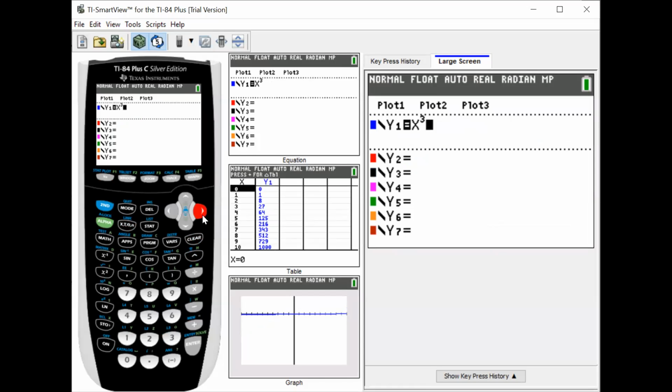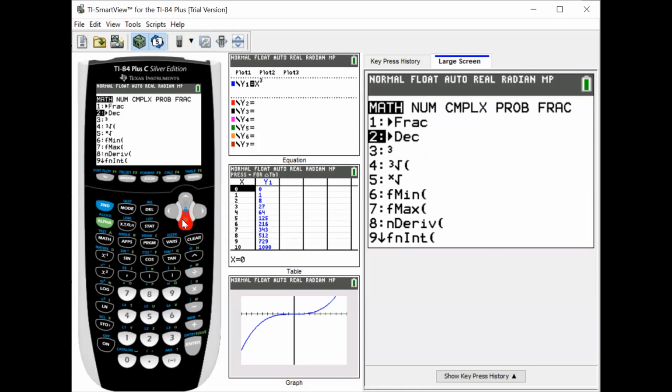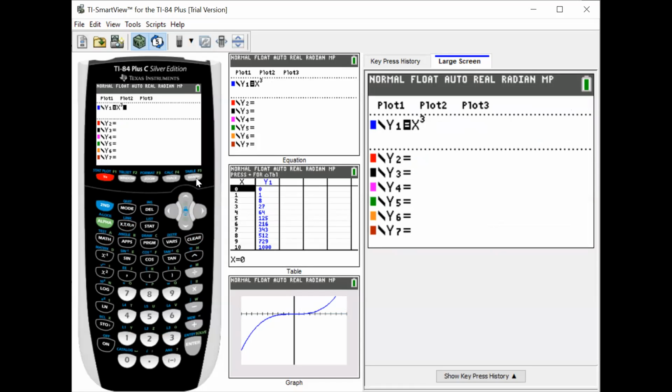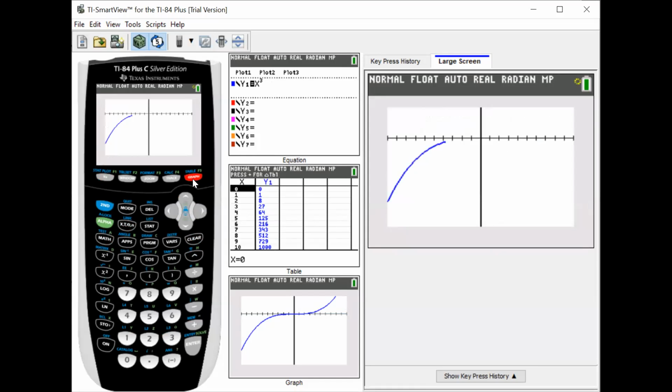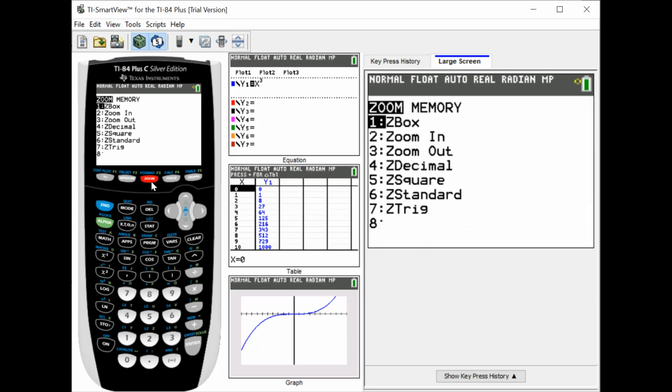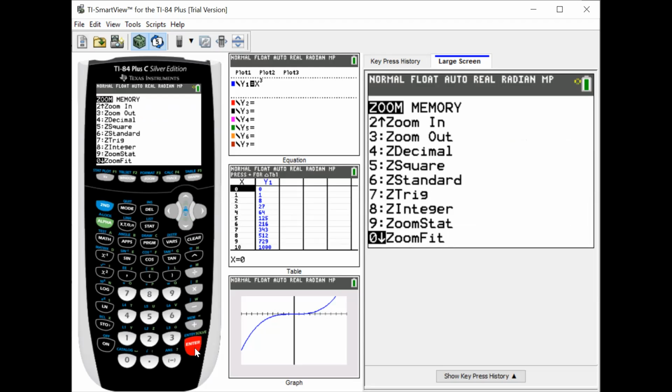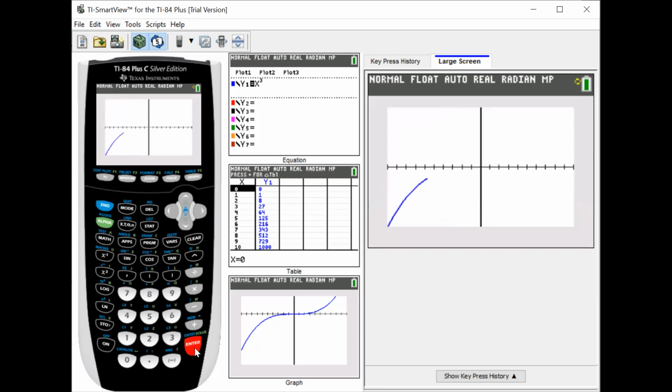Now, if you don't really like touching that little caret button, another way you can do this is go to math. Go down to number 3. Do you see how number 3 is a cube button under math? So there are 2 different ways to do that. Then hit graph. If your graph doesn't look like mine, you might want to go to Zoom, go down to number 10, zoom fit, and hit enter. It will graph it so it fits the whole thing on your screen.